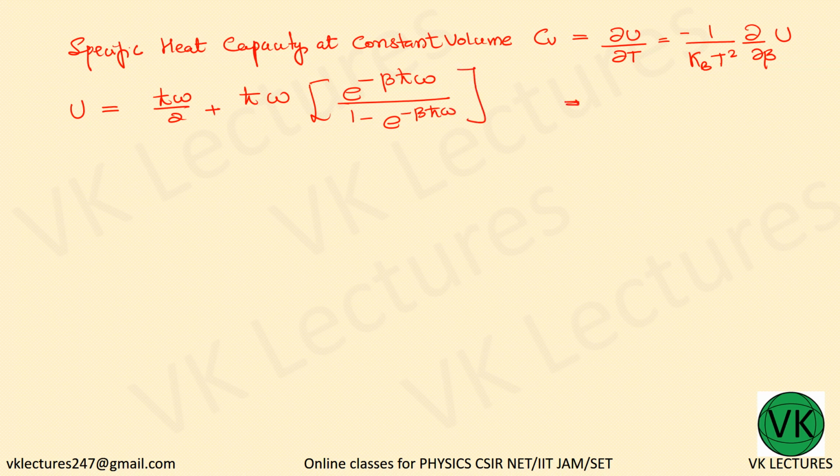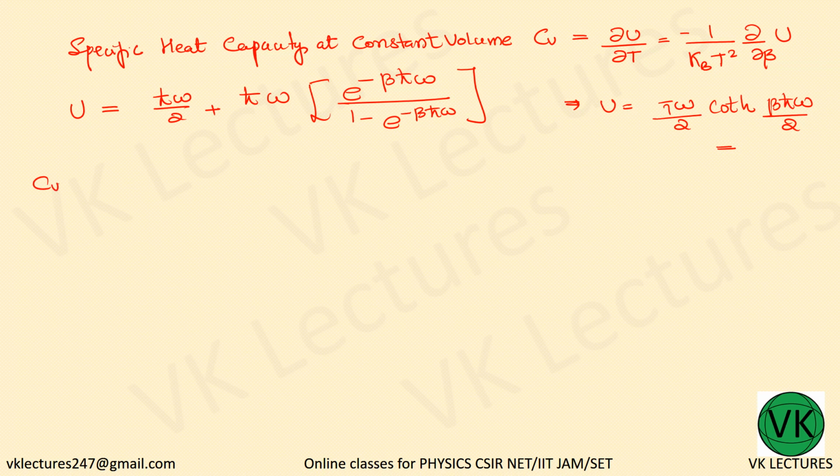You can also use U equal to h cross omega by 2 into coth of beta h cross omega by 2, this one as well. This looks very simple here. Let us do this one and let us see what is the specific heat capacity.